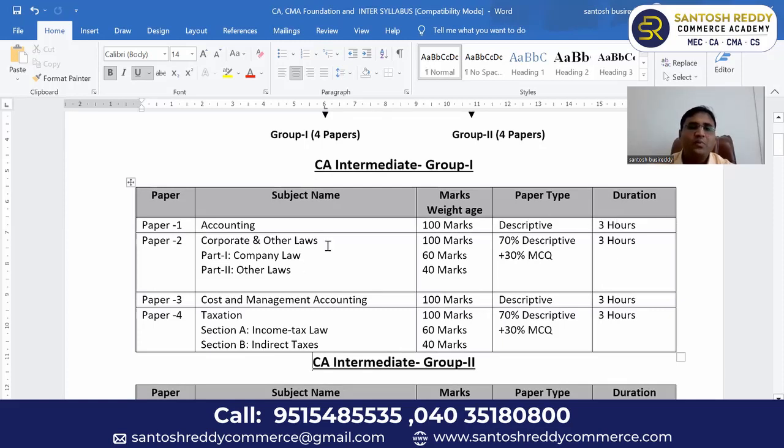Second paper, paper 2, is Corporate and Other Laws. The second paper is divided into 2 parts, part 1 and part 2. Part 1 is company law, part 2 is other laws. Company law means whatever you studied in BCom, like board meetings, incorporation of companies, private limited, public limited, debentures, share capital. This is company law, a 60 marks paper. Other laws means the Indian Contract Act, Negotiable Instruments Act and other laws. That is a 40 marks paper, total 100 marks, divided into 2 parts. When it comes to paper type, 70% will be descriptive, 30% will be MCQs, multiple choice questions. It is a big advantage to the students. 30% will be objective type.